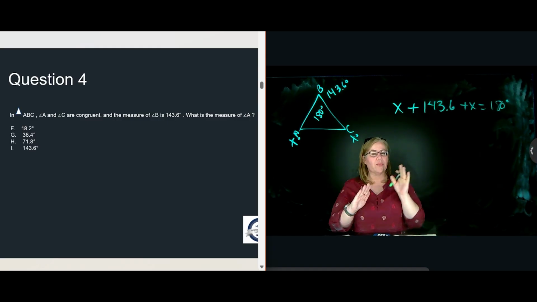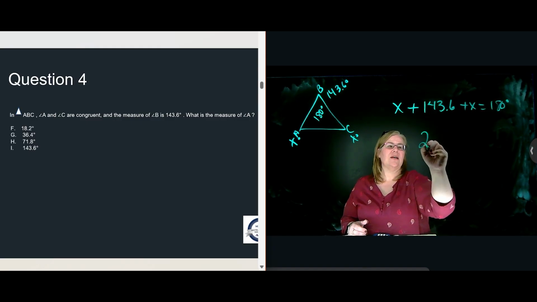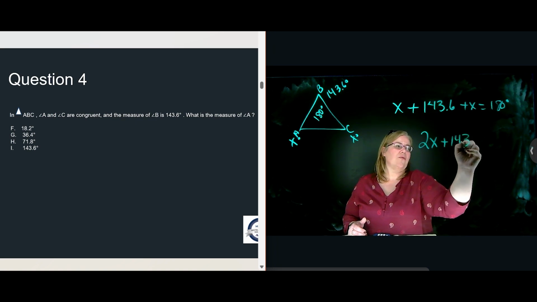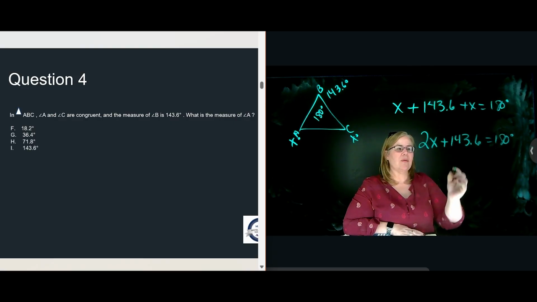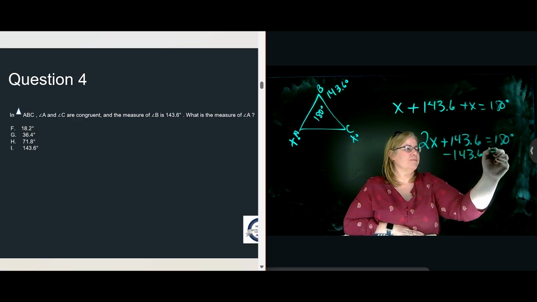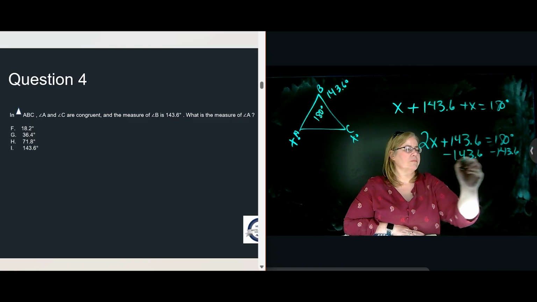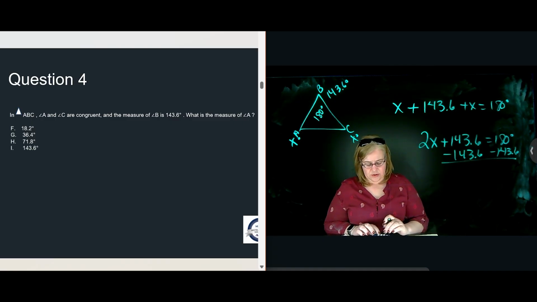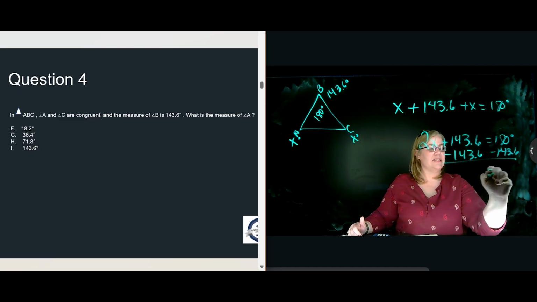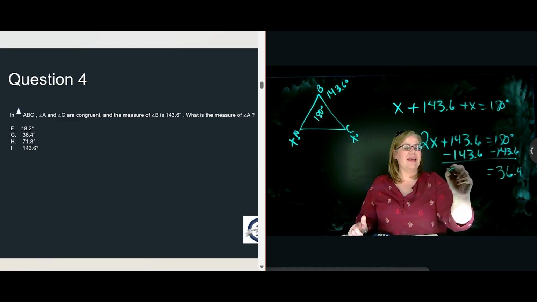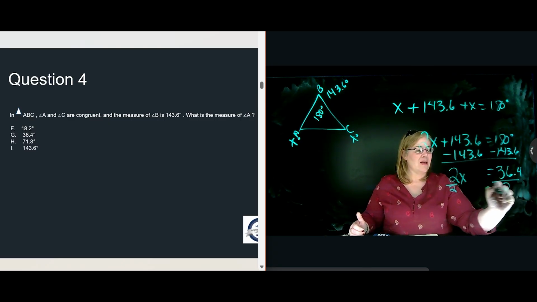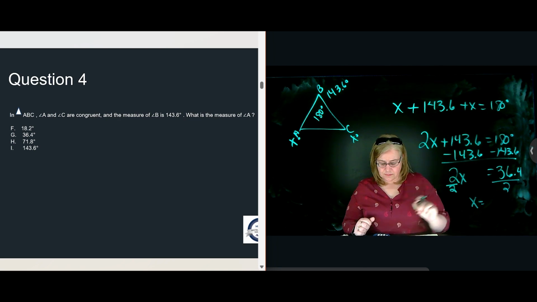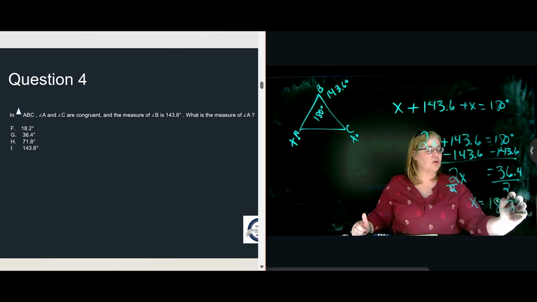Let's make those numbers a little prettier. So we're going to put like terms together. So 2X plus 143.6 equals 180. Let's try to isolate that variable. So I'm going to do some subtraction. And we're going to have 180 minus that 143.6. And I get 36.4 equals that 2X. Still got to isolate that variable, so I'm going to divide. So each of my X's equals 18.2 degrees.